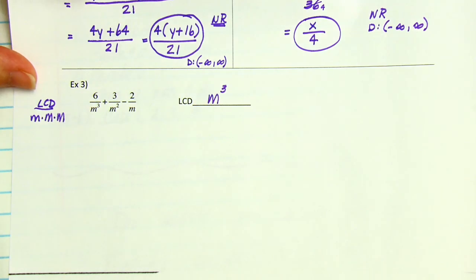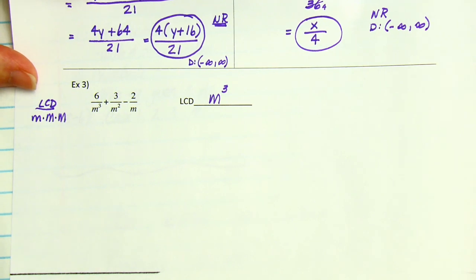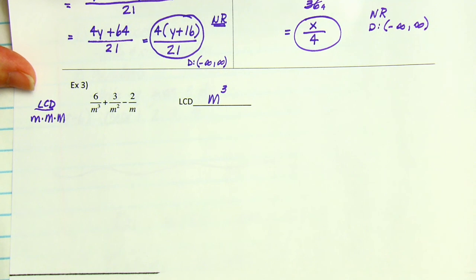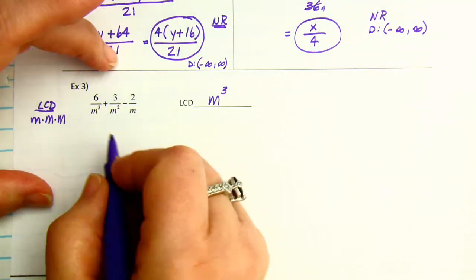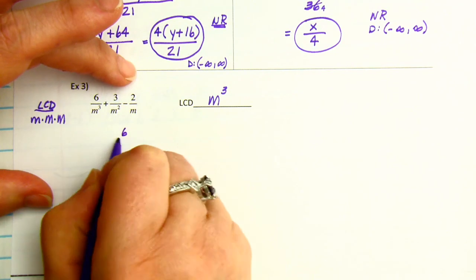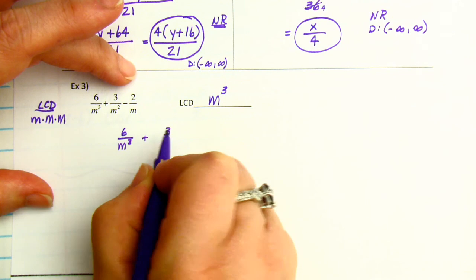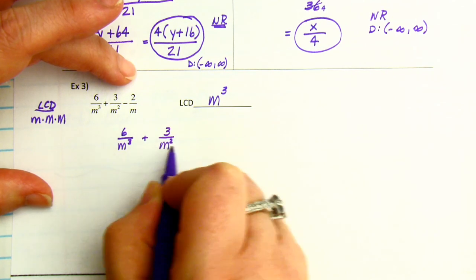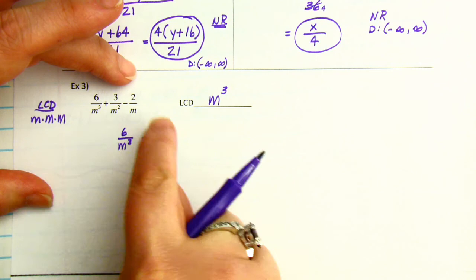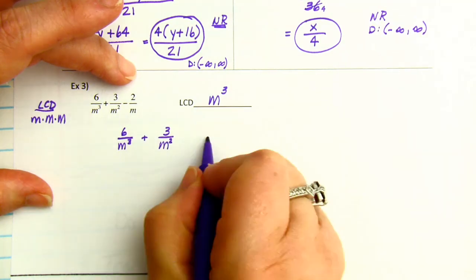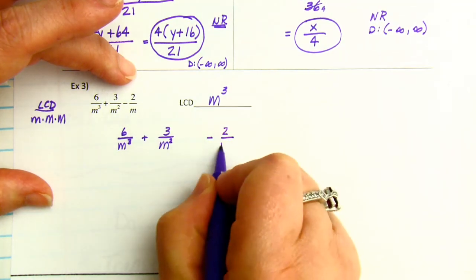I don't add those: 3, 4, 5, 6. That's not the least common denominator. It could be a common denominator, but it's not the least common denominator. If you put too much in, then you have to simplify and do more work at the end. All right, so my common denominator is m cubed. So I'm going to write my 3 fractions, and I'm going to put some space here because I'm going to multiply this fraction and the third fraction by something to make all the denominators be the same.